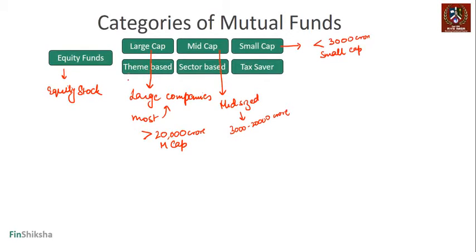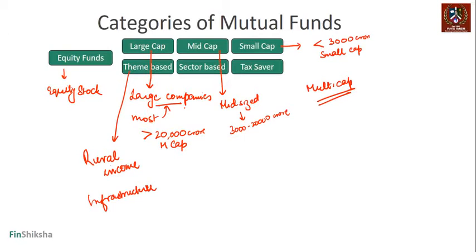Then we have something called as theme-based funds. So for example, a fund talking about rural income or rural consumption theme, right? Or a fund that is based on infrastructure theme. So they could cut across categories. These are multi-cap funds, what is called as multi-cap funds. Why are they called multi-cap? Because they can go into any of these capitalizations, large, mid, small, right? Also known as flexi-cap funds. There are some general diversified flexi-cap funds, and there are some theme-based funds.